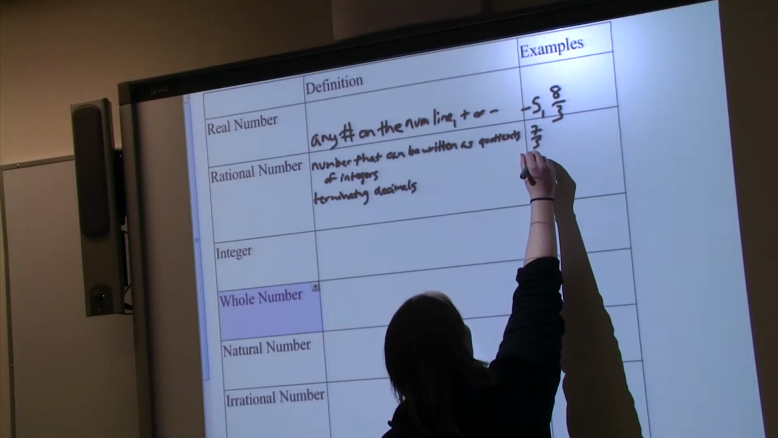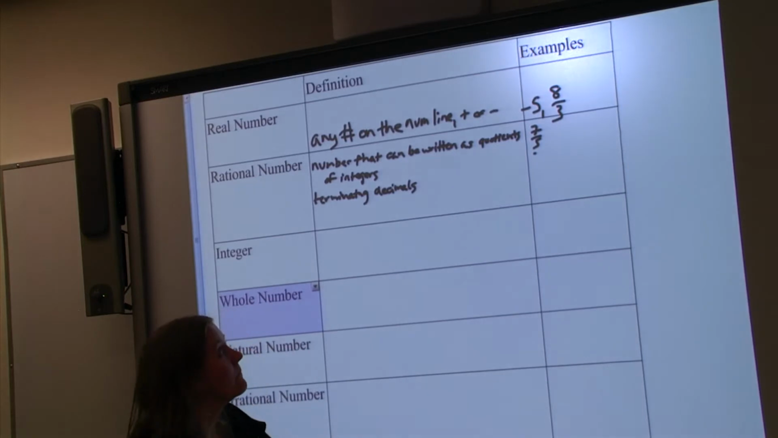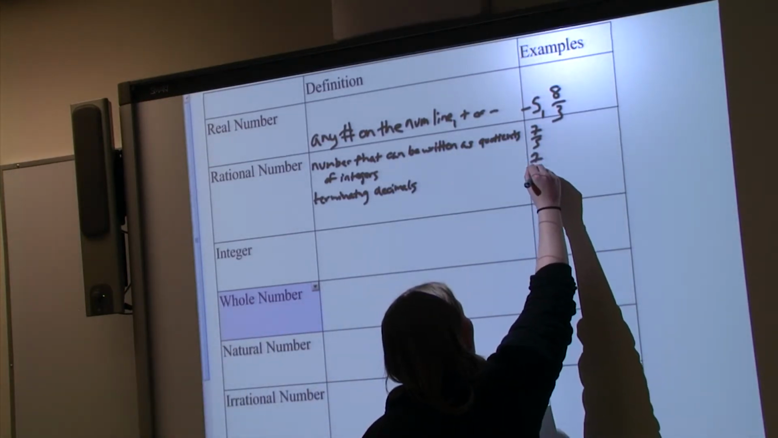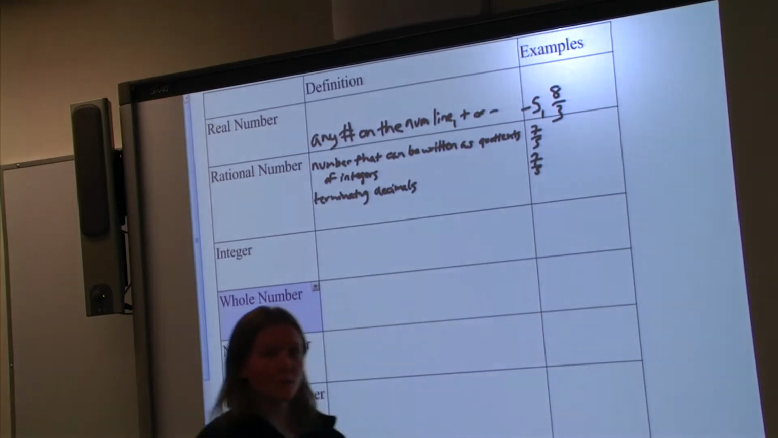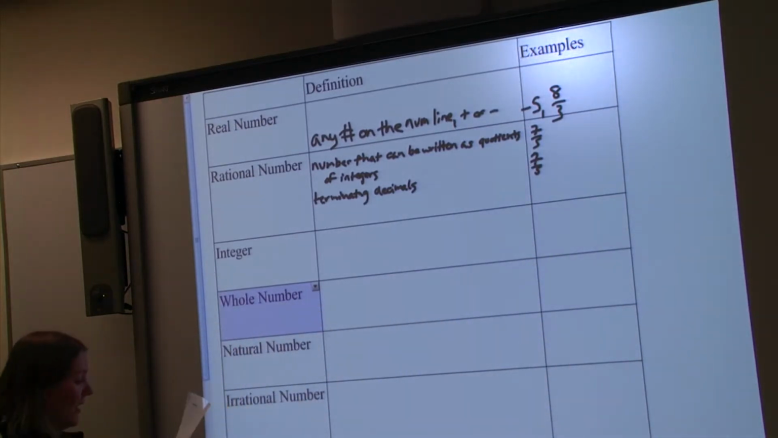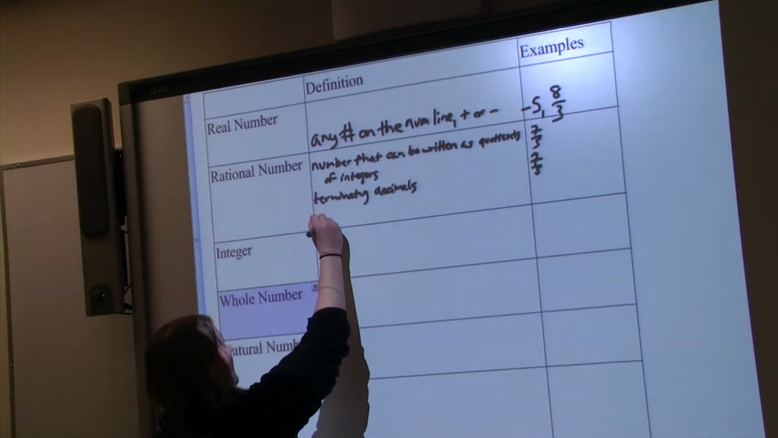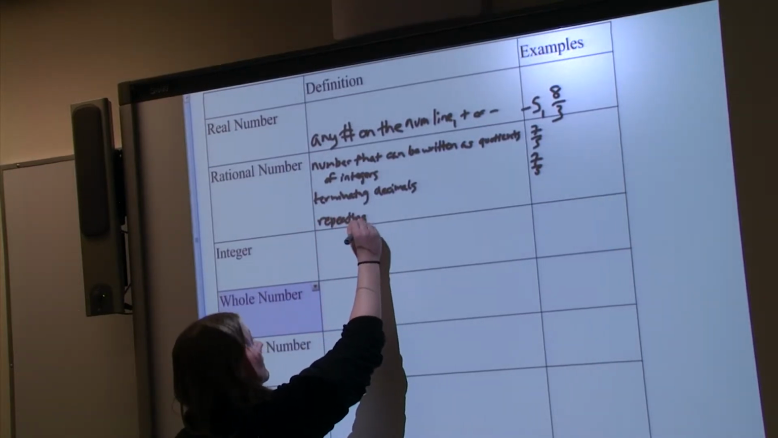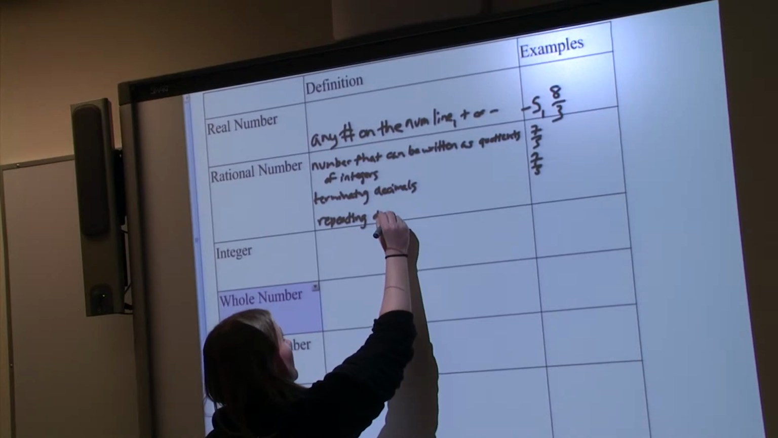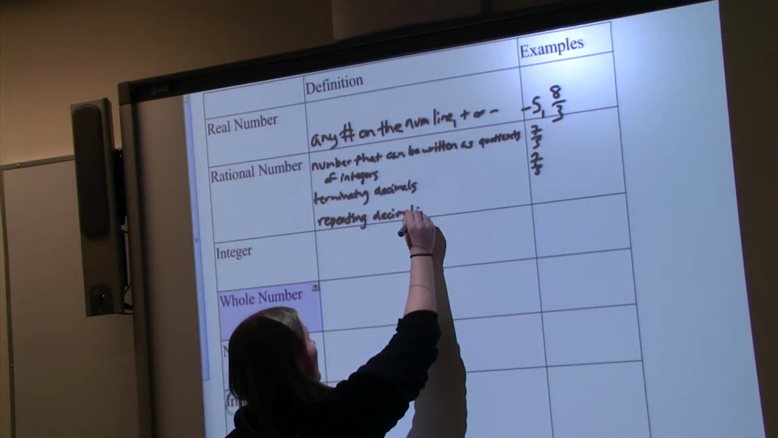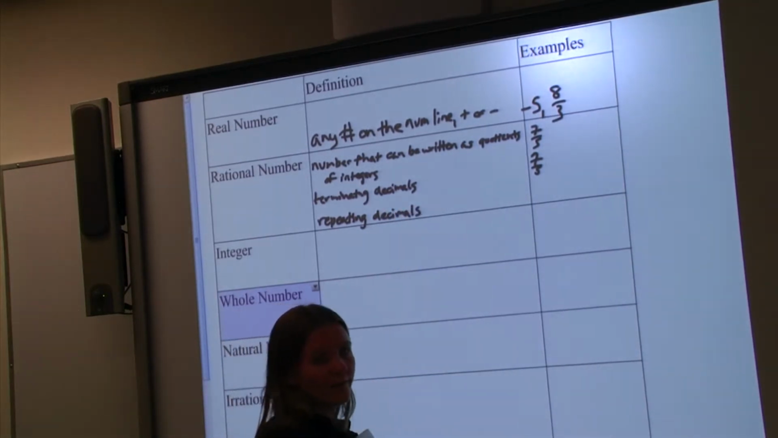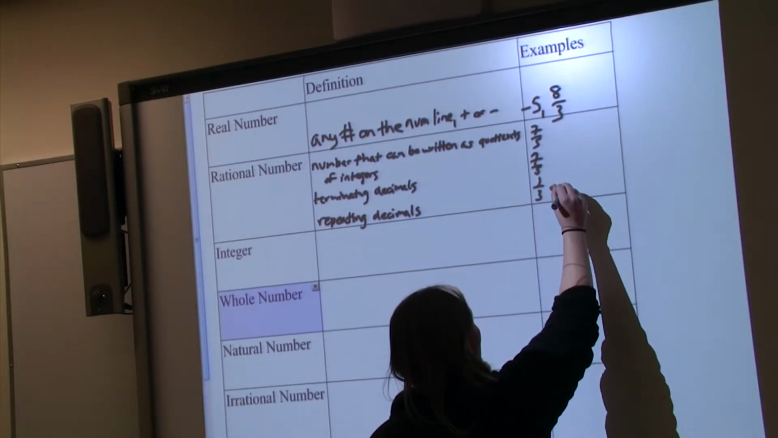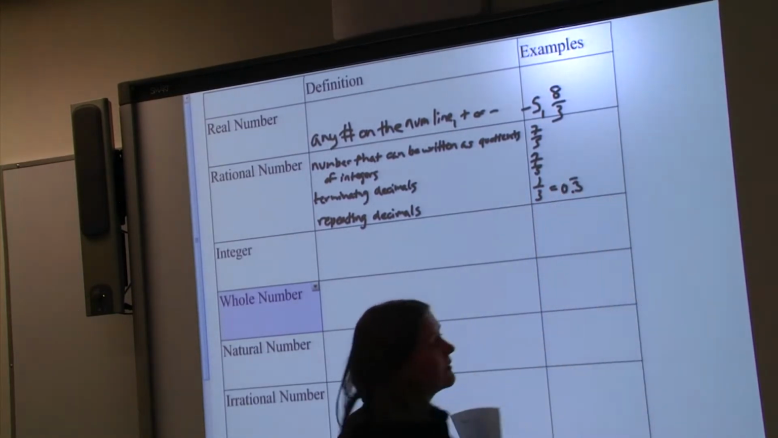7/5, which you wrote above? Yep, that works. And then, Kenny, this is what you're talking about: repeating decimals. And you said 1/3? Yes. So 1/3 equals 0.3 repeating.